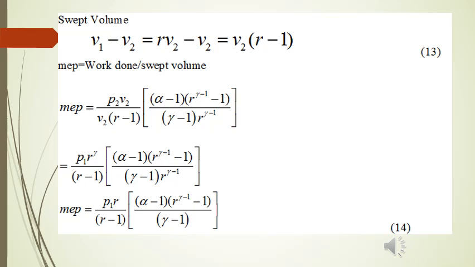Now we know swept volume is equal to V1 minus V2. Because V1 upon V2 is equal to R, so we have written RV2 minus V2. So our expression becomes what has been shown in equation number 13. Now as I told you, MEP, mean effective pressure, is equal to work done upon swept volume. So the expression becomes as shown in equation number 14, as I have told you earlier, in terms of P1, that is initial pressure, R, alpha, gamma.